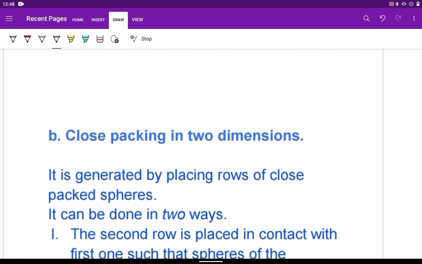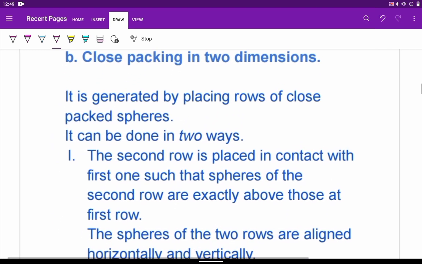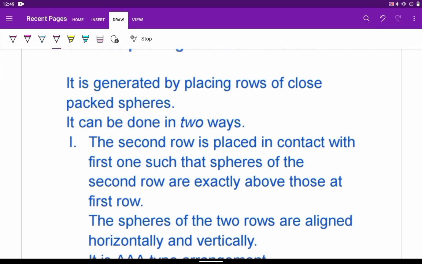Next we see close packing in two dimensions. So in one dimension we have generated the close packing. Now we have to do it in two dimensions. So once we have made the one dimension structure, we can place rows of close packed spheres. Now when we do the placing of the rows of close packed spheres, we can do it in two ways.